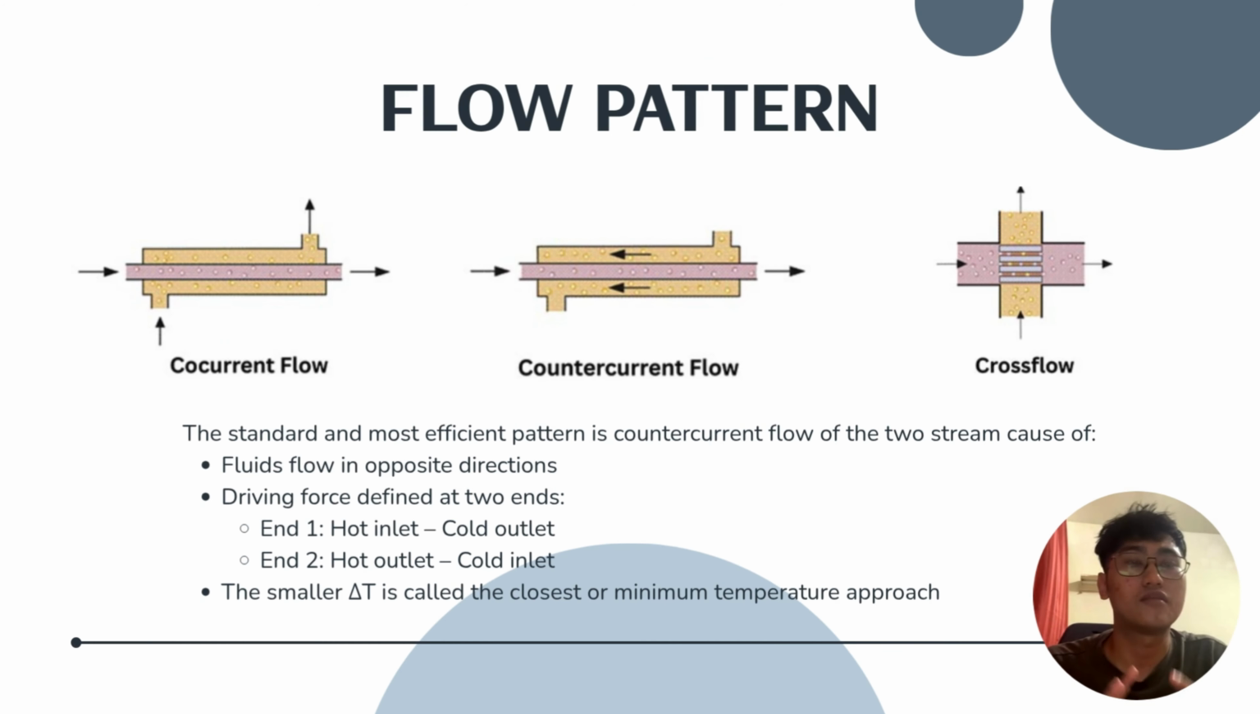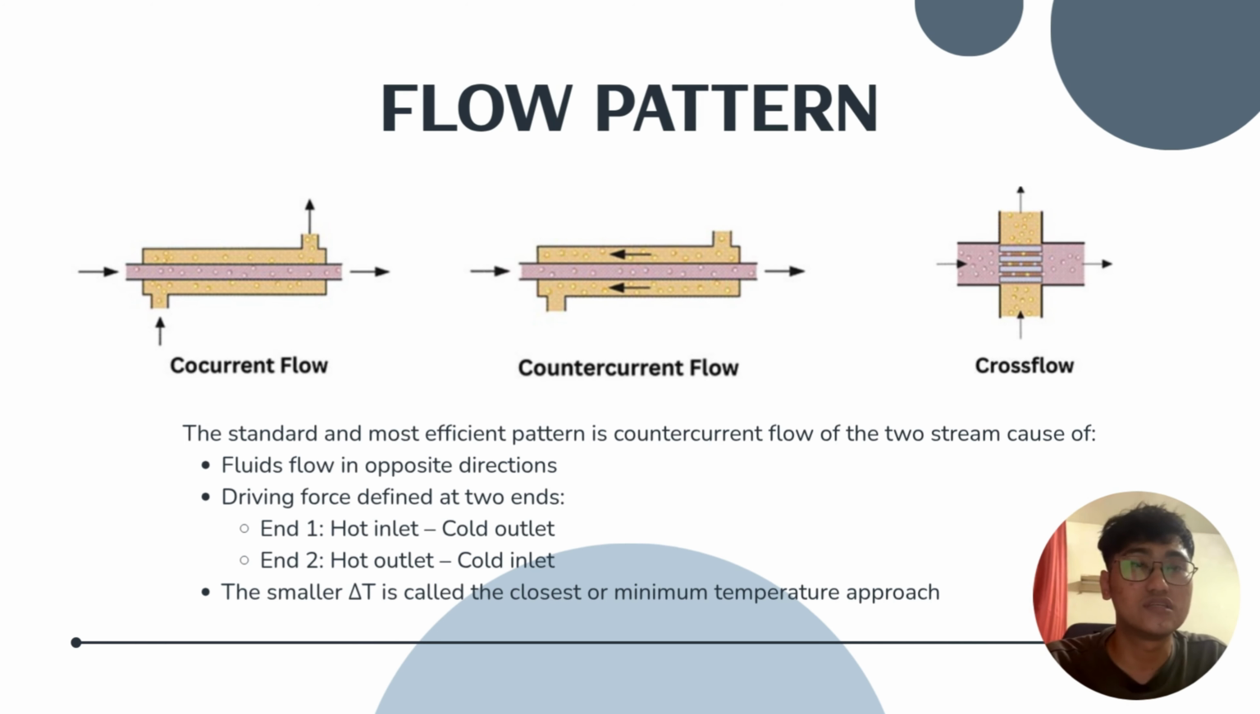Okay, for the flow pattern, it has three types, which are co-current flow, counter-current flow, and cross flow. The most efficient flow pattern in a heat exchanger is counter-current flow. In this setup, the hot and cold fluids flow in opposite directions. This creates a better temperature difference along the length of the heat exchanger. At the two ends, we define N1, which is the hot inlet and cold outlet, and N2, which is the hot outlet and cold inlet.